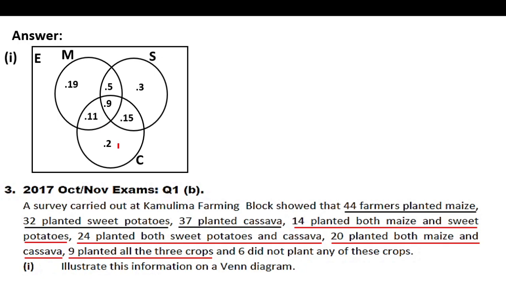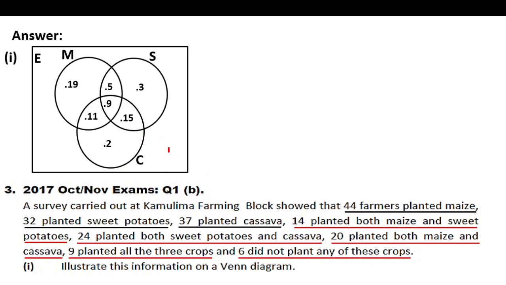All right. So this one, when you add the total here, it should give you what? 37. Here when you add the total, you should get 32. Here when you add the total, it should give you 44. That's how we balance sets. All right, so this is how you are supposed to answer this question.